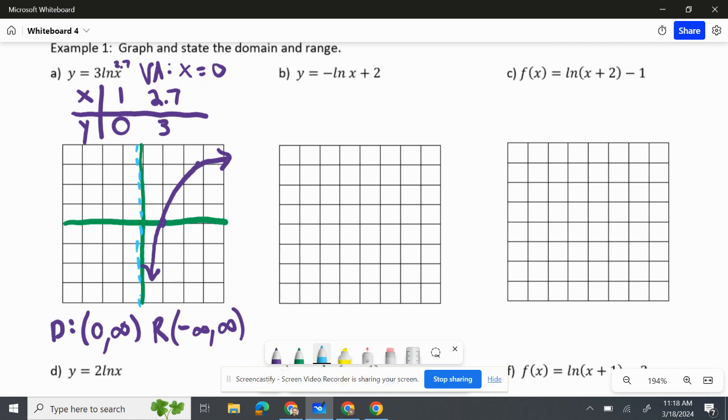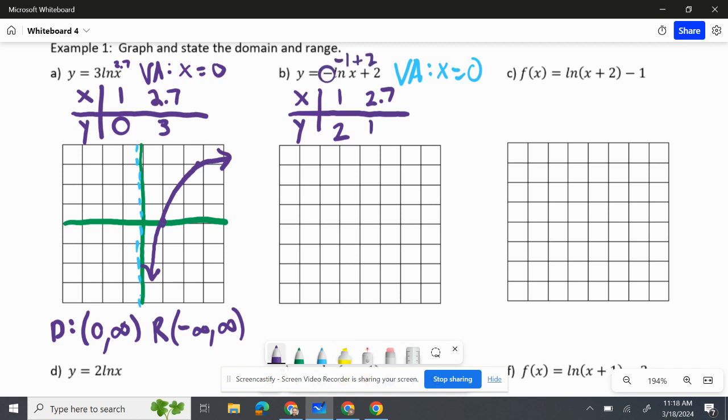For our next one, we're going to find our vertical asymptote. Once again, no parentheses, so that means that it's going to be 0. When we do our table of values, since we don't have any parentheses, we're going to do the same. We have 1 and we have e, which we're going to abbreviate as 2.7. When we plug in a 1, natural log of 1 is always 0, so negative 0 plus 2 is 2. When we plug in a 2.7, the bases are the same, so it becomes 1. But since that negative makes it negative 1, negative 1 plus 2 gives us a 1.